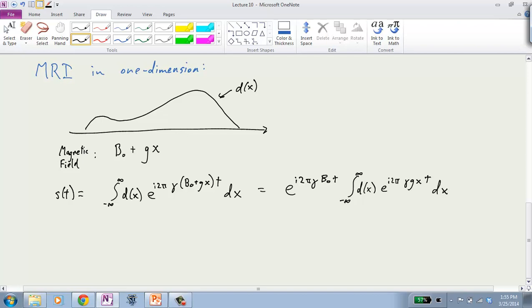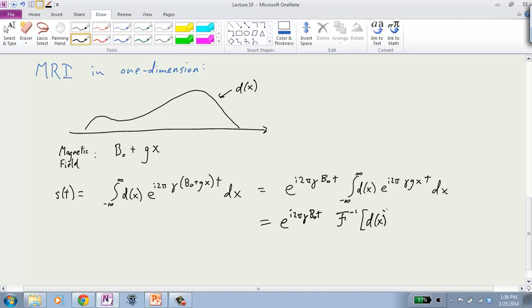Okay, does anyone recognize another way to write this integral in terms of something we've named and discussed in this class? So what is this integral here? It's an inverse Fourier transform of d, right? So let me keep this first part. And this is an inverse Fourier transform of d of x.